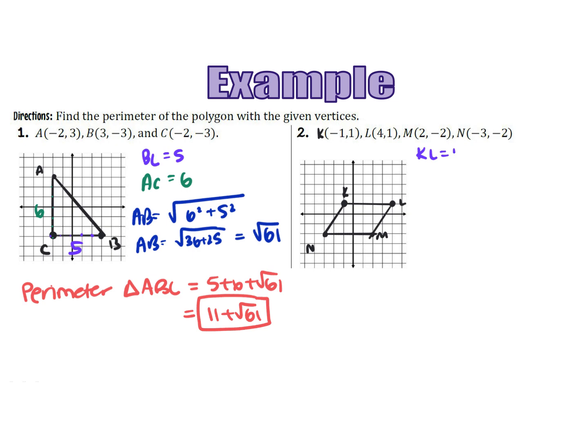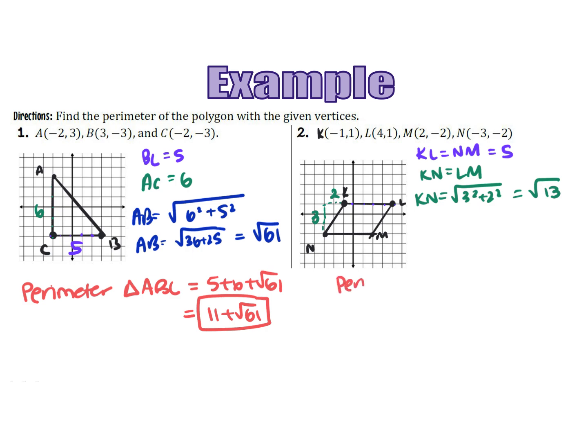We know that KL and NM or MN are going to be the same length, and we can just see that. 1, 2, 3, 4, 5. They are both equal to 5. Then we need to find the length of NK or KN, which is also going to be the same as LM. We can find that by counting their horizontal and vertical components. So this is 1, 2, 3, and this is 1, 2. So KN is going to be the square root of 3 squared plus 2 squared, which is going to be the square root of 9 plus 4, or the square root of 13.